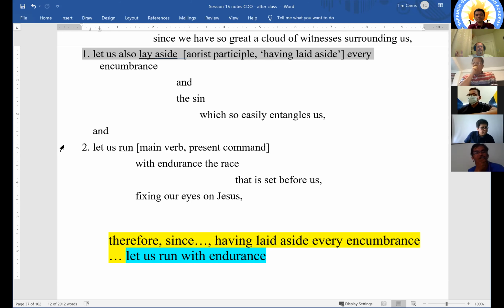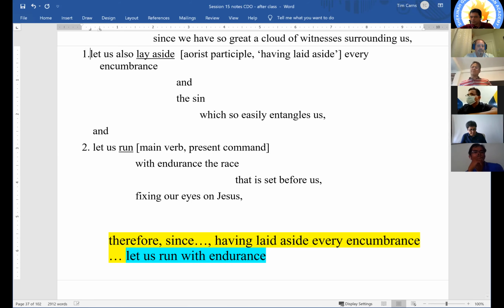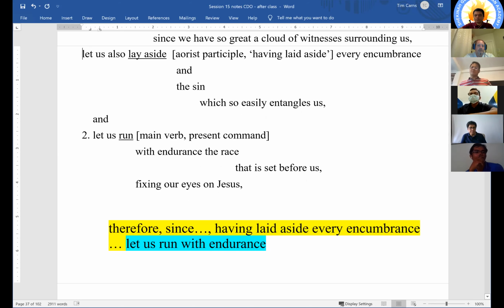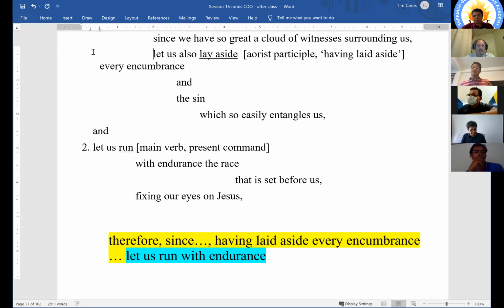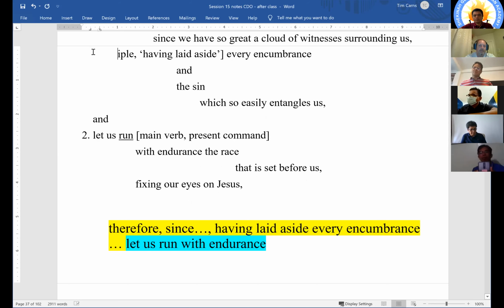And so they've already made a profession. If they're truly Christians, they have laid aside every encumbrance because they've repented. So his focus is he's saying, let us run with endurance. This changes things. If this is a participle, then how we would diagram it is actually this way. Literally, it's having laid aside every encumbrance. It's going to modify run.